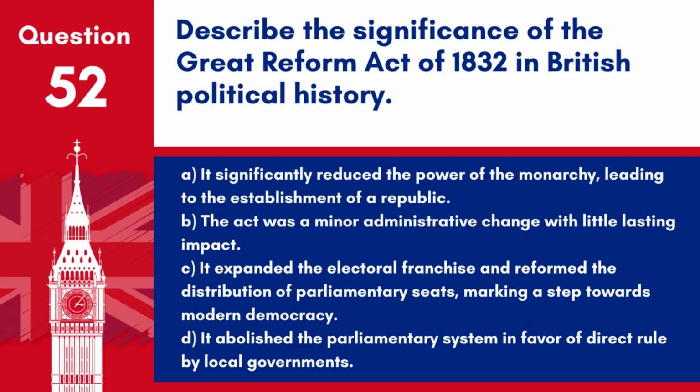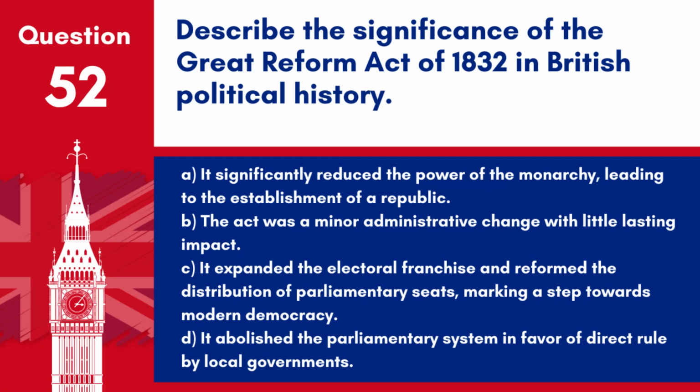Question 52. Describe the significance of the Great Reform Act of 1832 in British political history. A. It significantly reduced the power of the monarchy, leading to the establishment of a republic. B. The Act was a minor administrative change with little lasting impact. C. It expanded the electoral franchise and reformed the distribution of parliamentary seats, marking a step towards modern democracy. D.